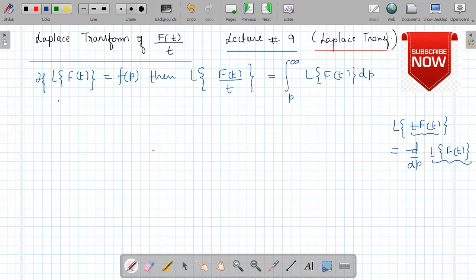So I should write here, provided the value of integral exists. तो अगर इस इंटीग्रल की वैल्यू एग्जिस्ट करेगी तभी इस एक्सप्रेशन का लाप्लास ट्रांसफॉर्म एग्जिस्ट करेगा, अदरवाइज नहीं करेगा.